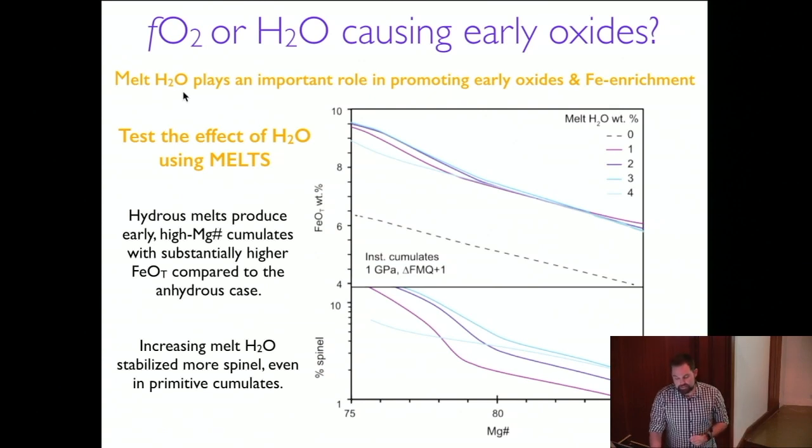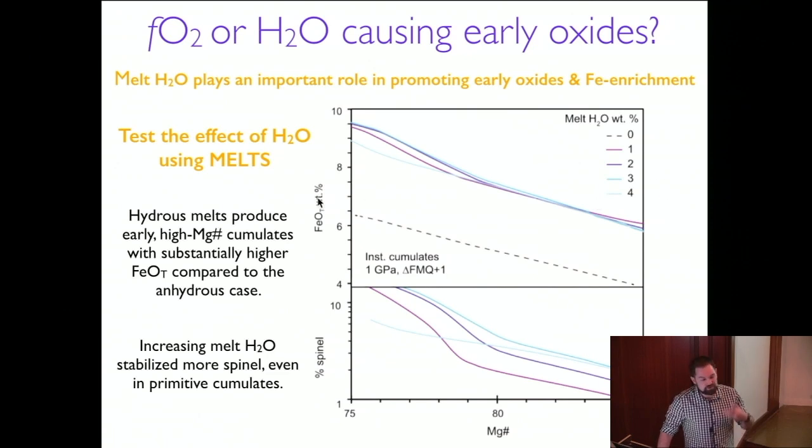Just to test this, and many people have done this, we used melts to look at the effect of water content in changing the iron content of the cumulates and in changing the modal percentage of spinel, for instance, in the magmas. And what you can see, if you look based on magnesium number, anhydrous magma shows this trend in iron content as you crystallize and lower the magnesium number. But as soon as you add water into that mix, you jack up the iron concentration dramatically by several weight percent. And it's almost invariable on the amount of water that you add into that magma.